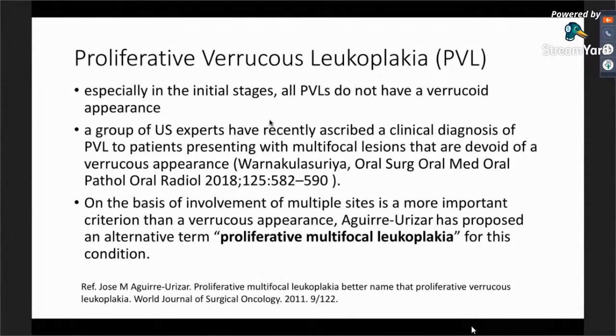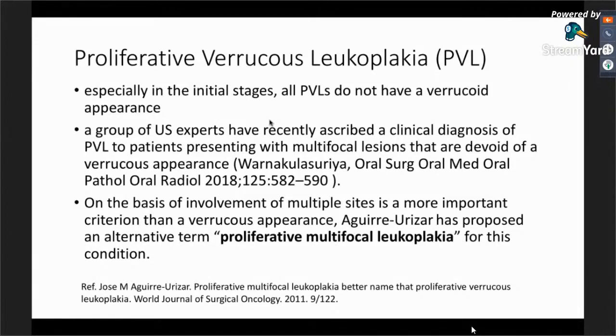There is a suggestion that without the verrucous appearance, with only multifocal white lesions, this be termed proliferative multifocal leukoplakia and can be taken as a proliferative verrucous leukoplakia, which is probably at an early stage and therefore will actually be a kind of early diagnosis, right? And yet, I think we still need to do a lot of study on this, put our cases together, and actually see what will happen.